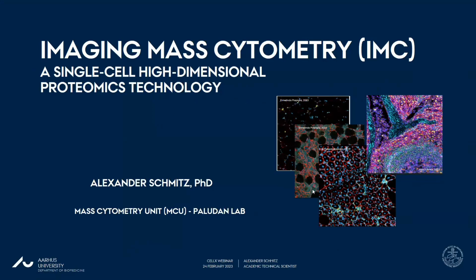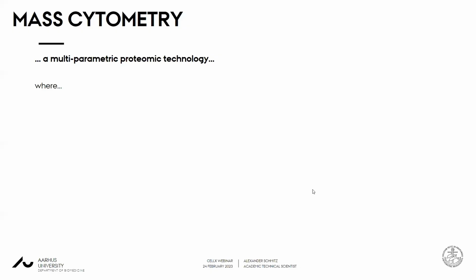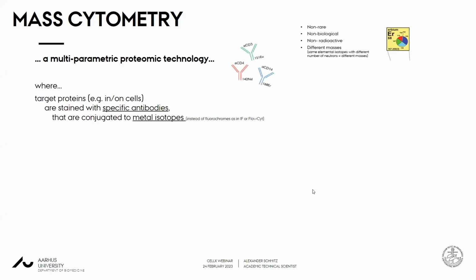I would like to introduce you to imaging mass cytometry, or IMC. As you already said, it's in the title, it's a multiparametric proteomic technology where target proteins, either in or on cells, for example, are stained with specific antibodies that are conjugated to metal isotopes instead of fluorochromes, as you would do in immunofluorescence or in flow cytometry. These metal isotopes are non-rare, non-biological and non-radioactive, so easy to work with.